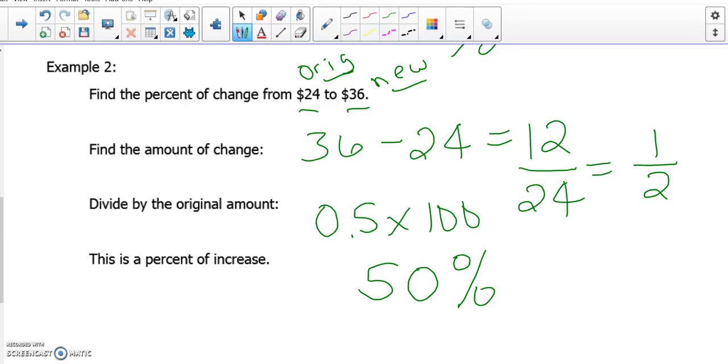Things to remember: if your difference is a negative, you're going to have a percent of decrease. If your difference is positive, that is a percent of increase.